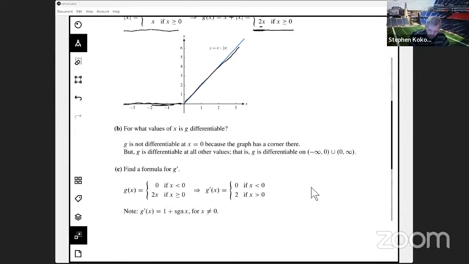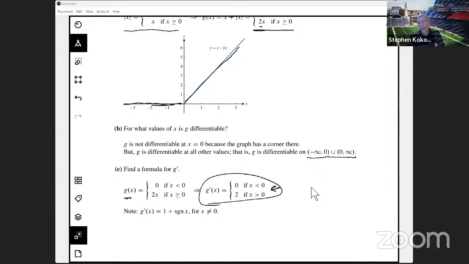So this is kind of a cool one. Here's a way to represent the values where it is differentiable. And in fact, you can find a formula, I think, for this derivative. If this is g, here's a formula for the derivative. Notice 0 is not included in here. And we can also see that by looking at the graph, right? What's the slope of the tangent line to the left of 0? It's 0. What's the slope of the tangent line to the right of 0? It's 2.